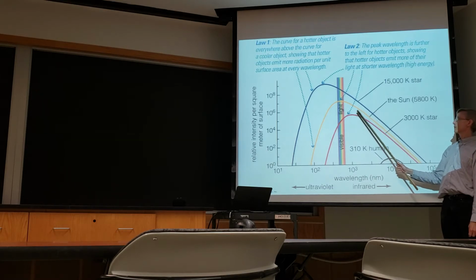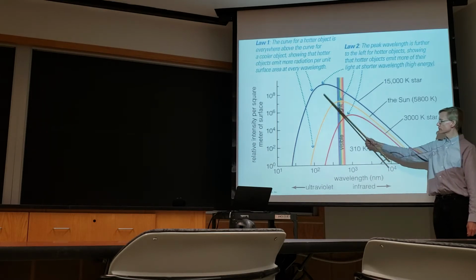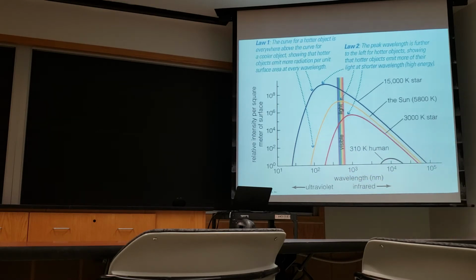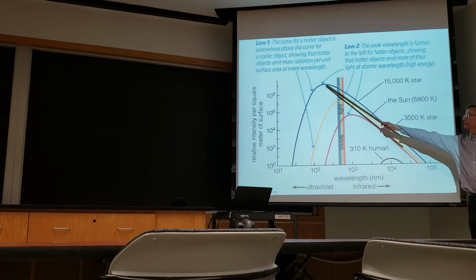The hotter a star is, the shorter is the peak wavelength, which kind of makes sense, because what happens to the energy of photons as you decrease the wavelength? Does the energy of a photon go up or go down as you decrease the wavelength? What's got more energy, a blue photon or a red photon? Blue. Is blue shorter wavelength or longer wavelength? Shorter. So remember it that way. Blue photons have more energy than red photons. Aha, shorter wavelengths have more energy than longer wavelengths. The hotter the star, the shorter the wavelength at which it emits most strongly.